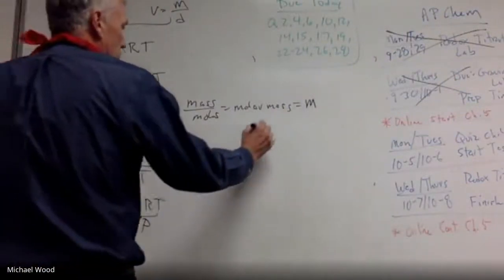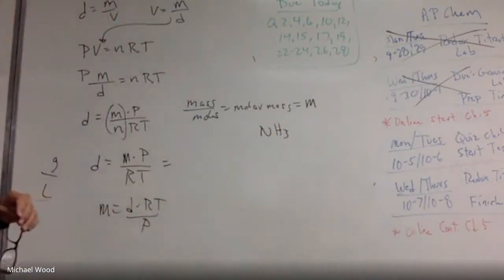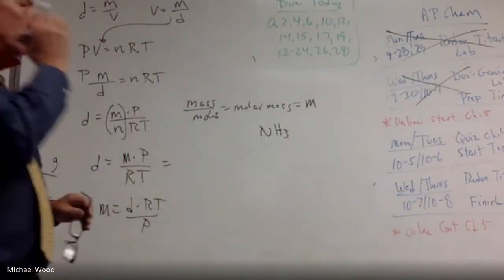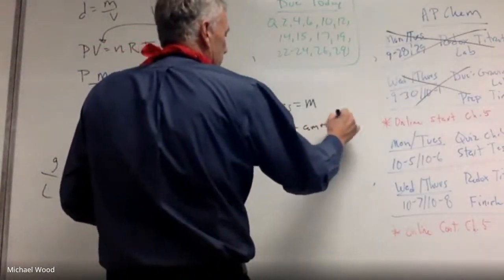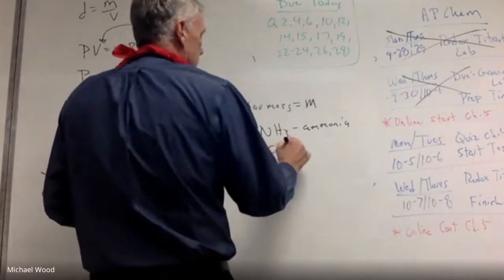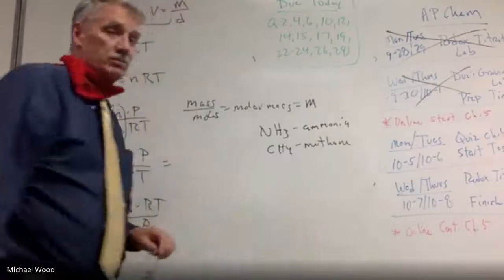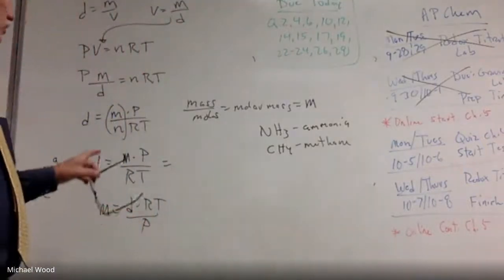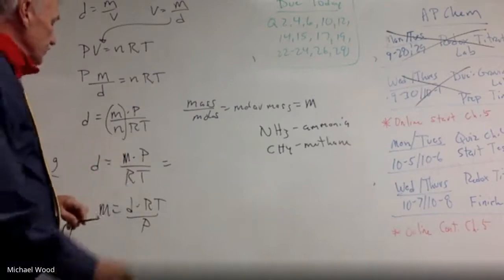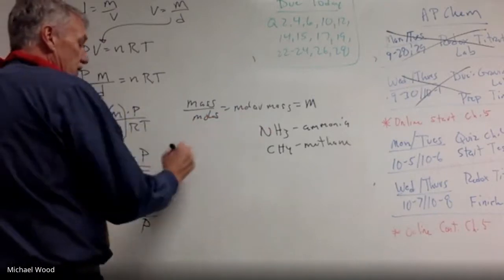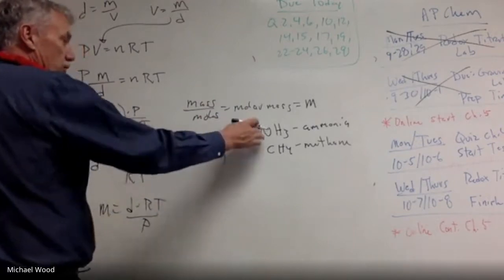Ammonia is NH3. There are a couple of molecules that in AP they kind of expect you to know. This is one, ammonia. Another one that comes up from time to time is methane, CH4. They expect you to know that, along with water. Okay, so I want to solve for the density. The molar mass of ammonia is 17, so 14 plus 3.